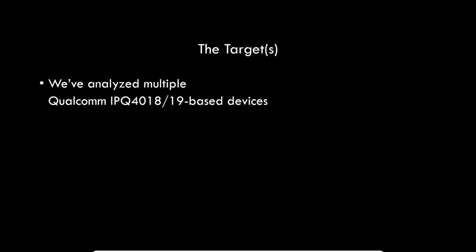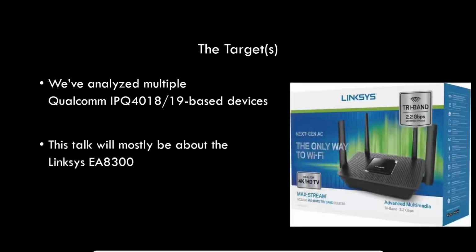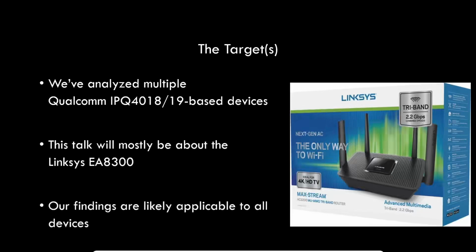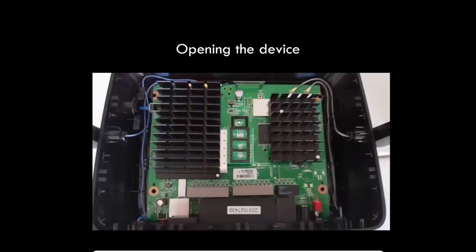So we have analyzed multiple of these devices. Although we are going to have a few examples here and there, they all apply to the devices we have analyzed. This talk will be mostly about the Linksys EA8300, and all the examples you're going to see are tailored for this target, for this device. But we know ourselves that these attacks can be easily adapted to other devices. So our findings are likely applicable to all devices, and there are even a few that may be surprising.